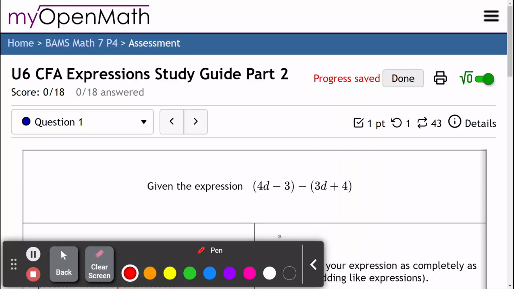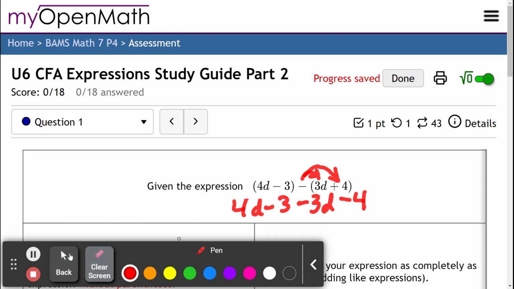All right, on this first question from the study guide, we have to distribute that negative to each item in here. So what that looks like then is it changes the sign of everything after the subtraction sign. So instead of 3D, that's minus 3D. And instead of plus 4, that's minus 4. And then we can write the other stuff here, 4D minus 3.